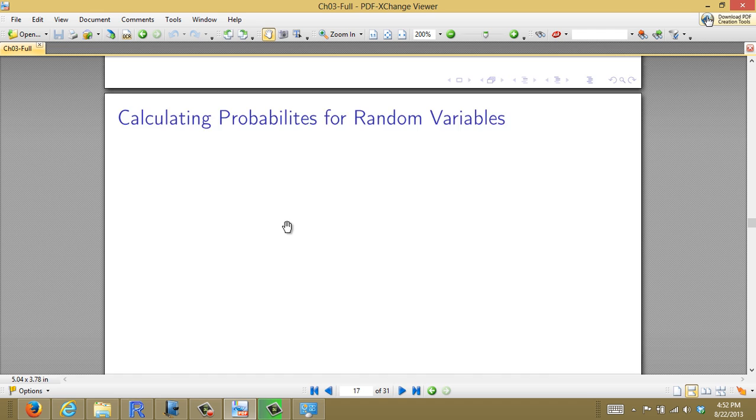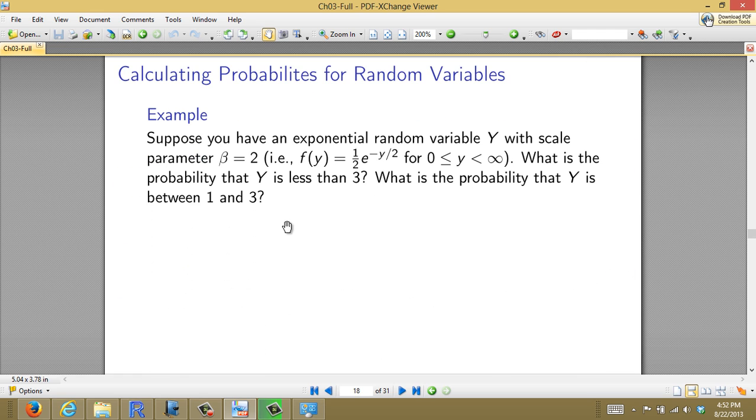So the second example involves an exponential random variable. So this is a continuous random variable. And our exponential random variable y has scale parameter beta equal to 2, which using the parameterization of the book means that the density is equal to 1/2 e to the negative y over 2, with y taking values between 0 and positive infinity. And the first question we want to answer is what's the probability that y is less than 3? The second is what's the probability that y is between 1 and 3?